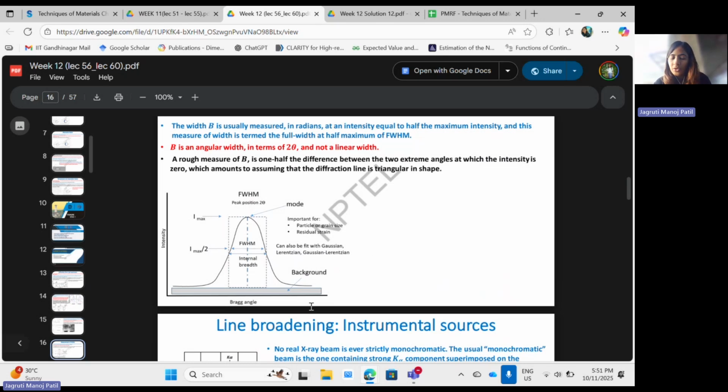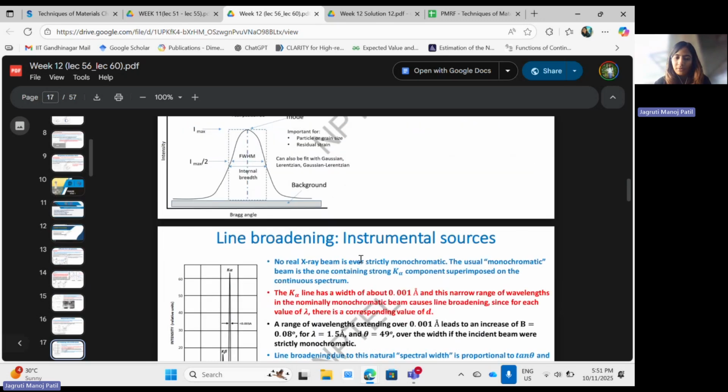If you have any information about the background, the intensity that you're reflecting can be subtracted from that background, and if you fit it to a Gaussian function, you can get information about the full width half maxima as well as the particle scattering that you have from the medium.